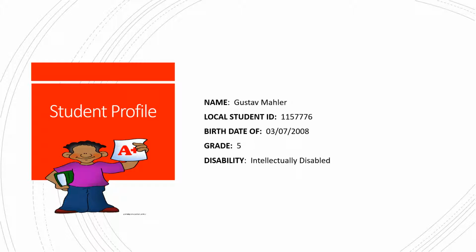The student that we're going to focus on today is named Gustav Mahler. Gustav is a fifth grader and his disability is labeled as intellectually disabled.